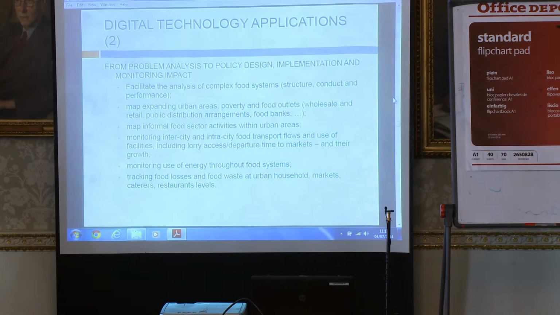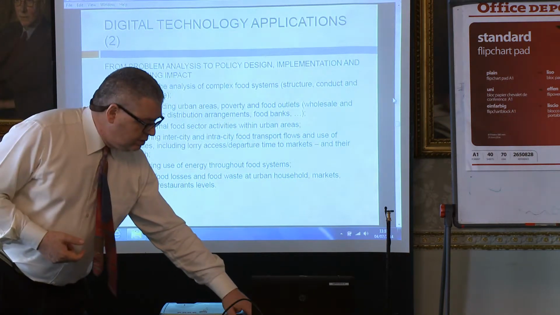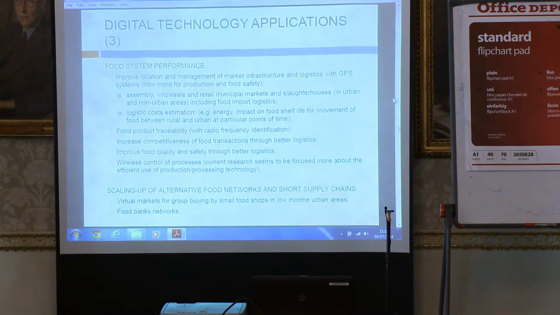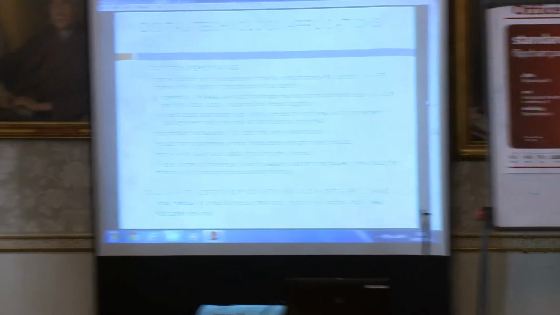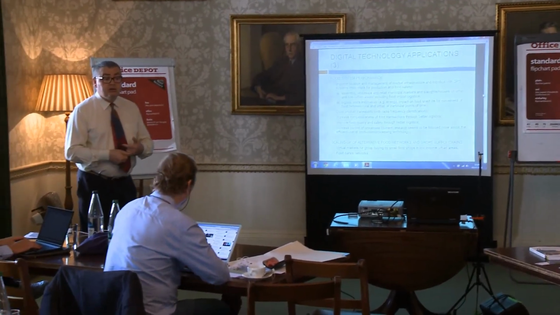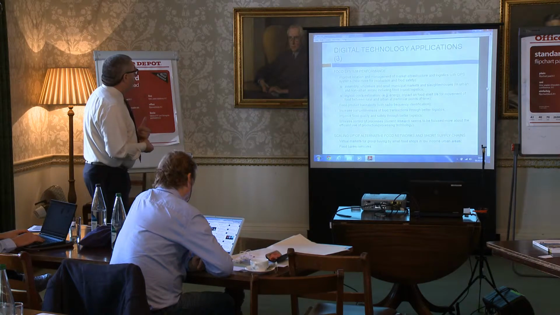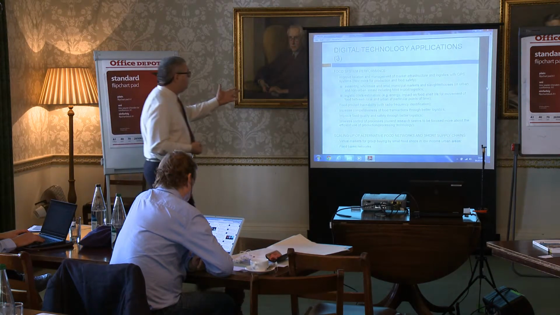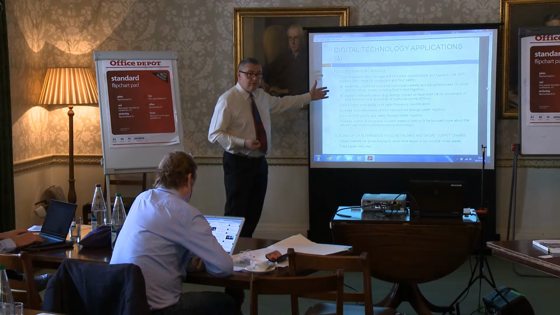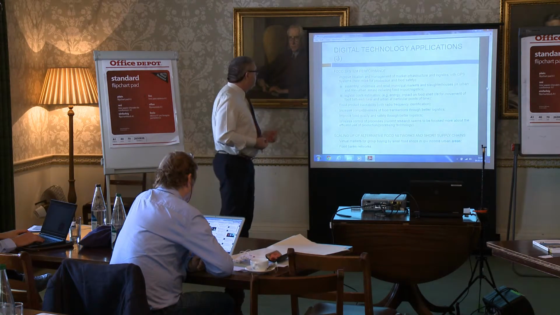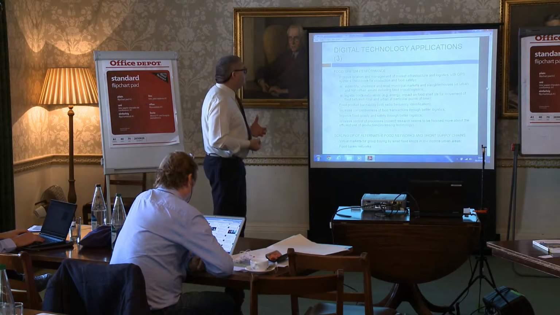Well, actually, here again are more details on those global 4 elements that I'm sure that our colleagues in Imperial can further look at. With respect to food system performance, how to improve the location and manage market infrastructure and logistics through GPS. At wholesale, retail, assembly level, how do you estimate logistic costs?